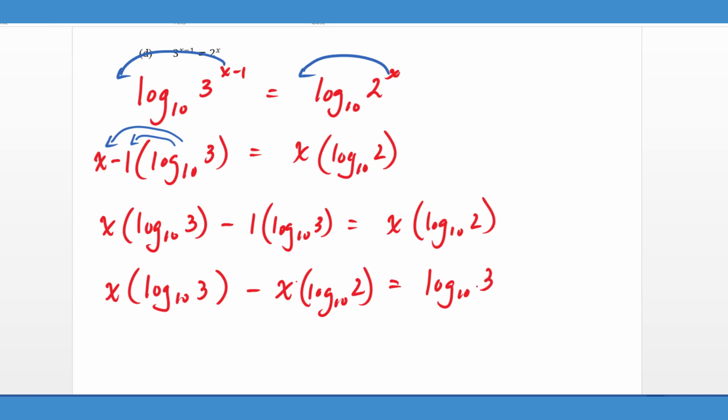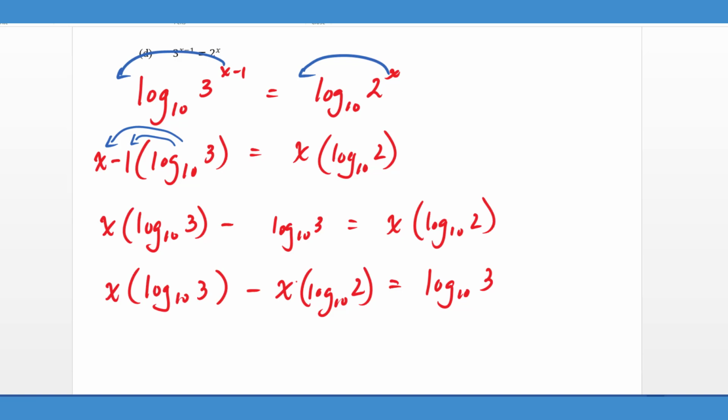What I did in this step is I took my log base 10 of 3 and I added that to both sides. So basically -1 times that log just gives me negative log base 10 of 3. So I added that to both sides and ended up on the right side. Simultaneously, I subtracted the x times log base 10 of 2 to the other side.